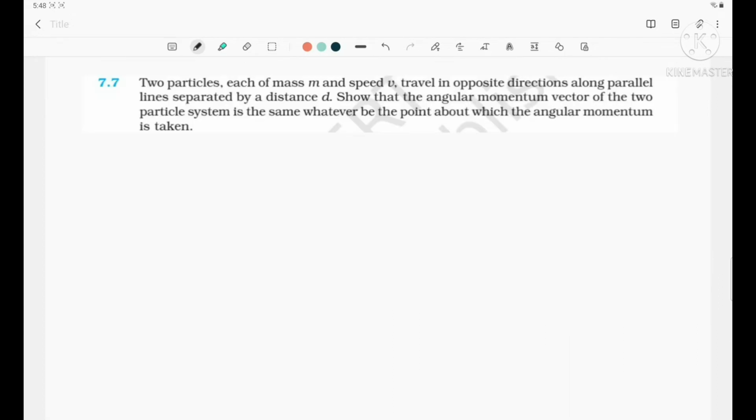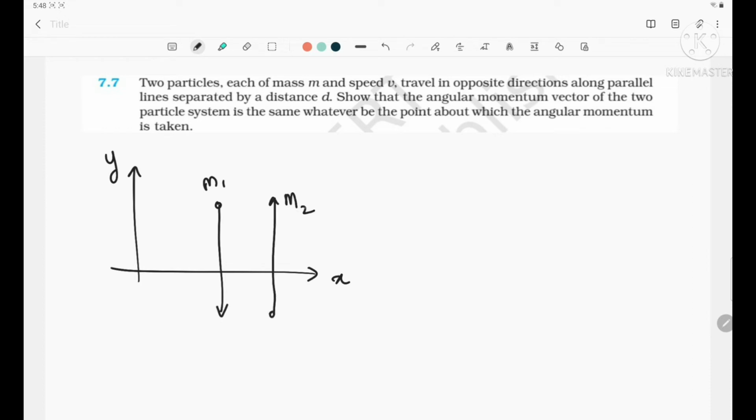Two particles each of mass m and speed v travel in opposite directions along parallel lines separated by a distance d. Show that the angular momentum vector of the two particle system is the same whatever be the point about which the angular momentum is taken. So for this, we will first draw an x-axis and y-axis, and consider two particles. Let us say m1 is going downwards and m2 is going upwards.